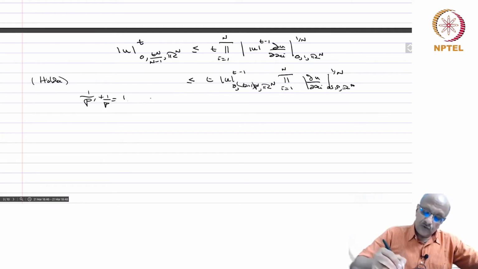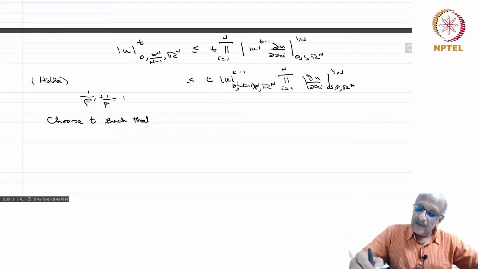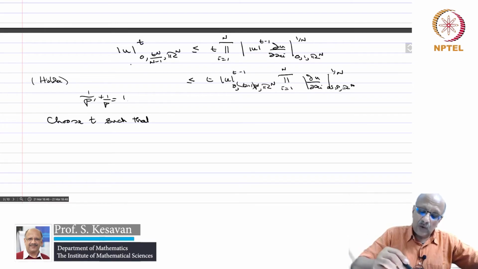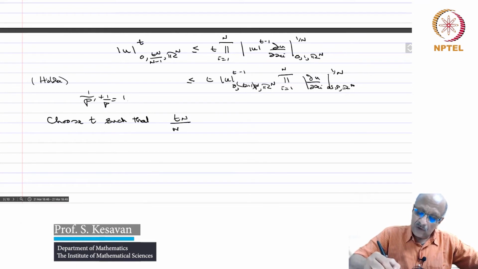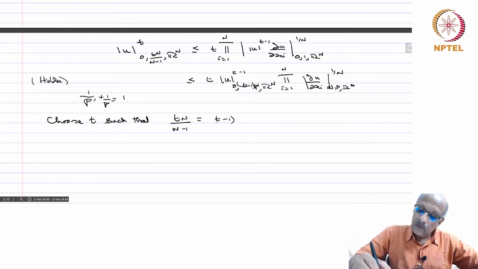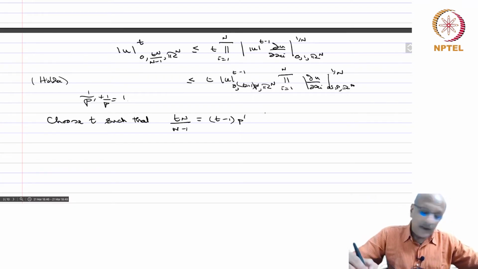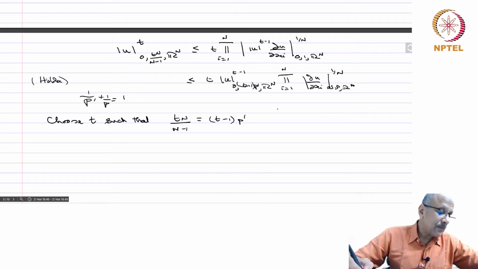Okay, so now we choose t such that we have something to the power t on the left hand side and something to the power t minus 1 on the right hand side. So it is natural, if you can cancel, then I will get what. So we choose t such that these two are the same: tn by n minus 1 is equal to (t minus 1) p dash, so that the same norm is taken on both sides.